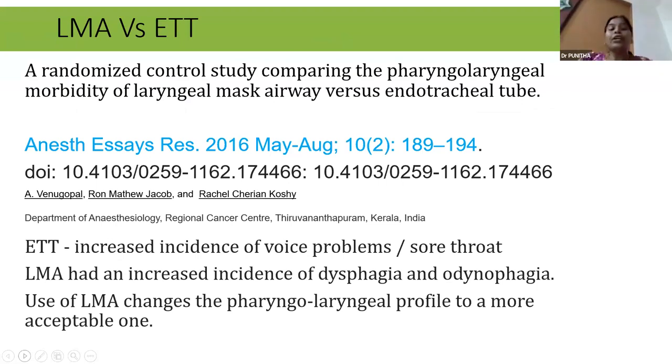So looking into a couple of publications where they have studied the pharyngolaryngeal morbidity of laryngeal mask airway versus endotracheal tube in patients undergoing mastectomy, they have found the endotracheal tube increases the incidence of voice problems and sore throat, while LMA had increased incidence of dysphagia and odynophagia in these patients. However, LMA provides a good profile with a more acceptable one. The next slide.